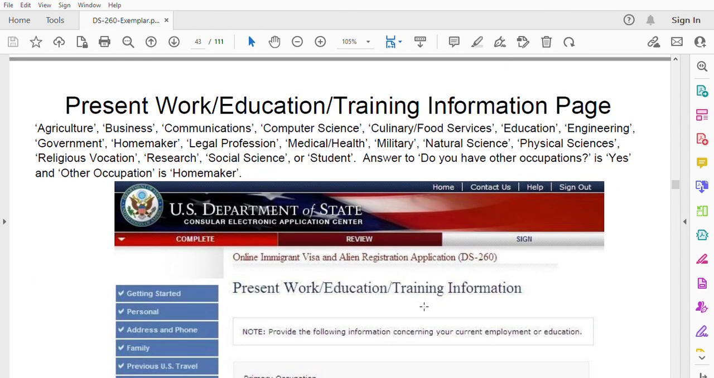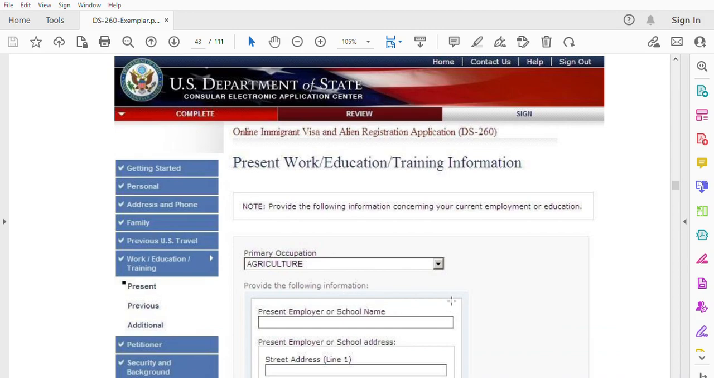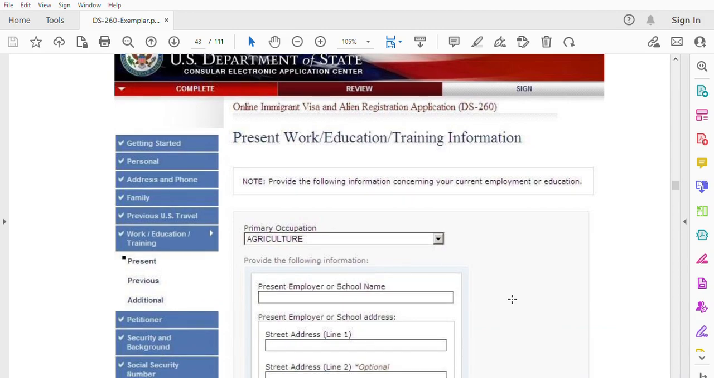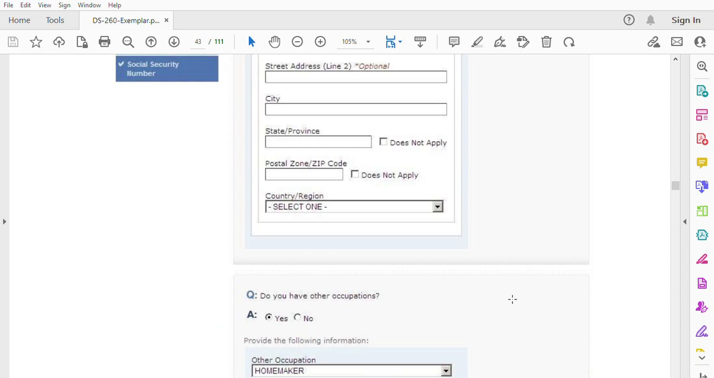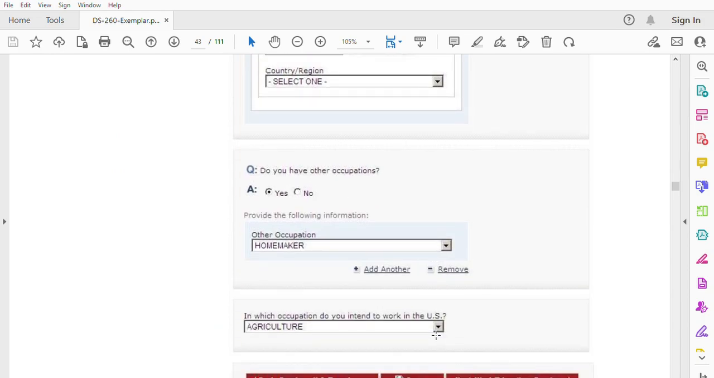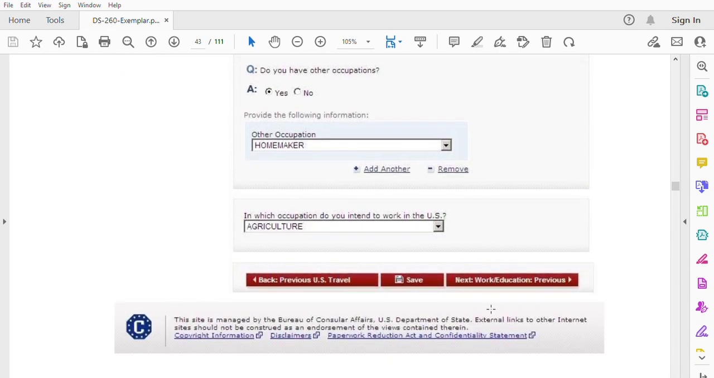Previous work, education, training information. We're still talking about the same thing over here. If you answer yes, you're going to answer them right here. Do you have another occupation? If you say yes, you're going to answer them again. It depends on how many occupations you had before.